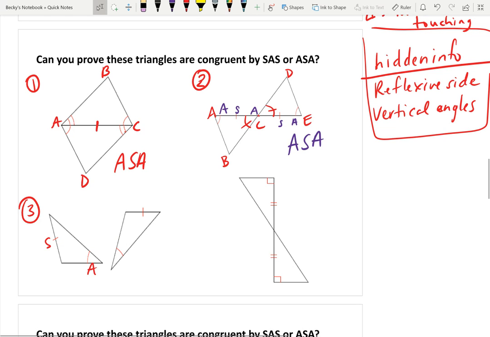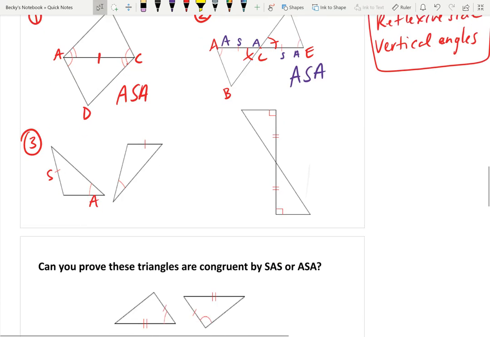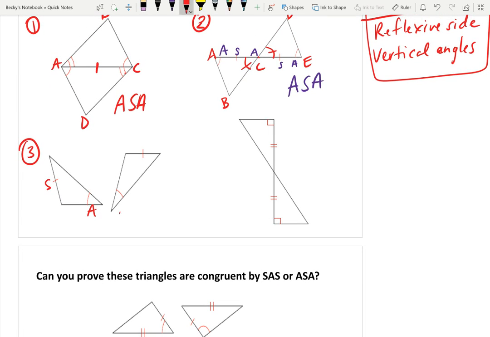So can you prove these congruent by SAS or ASA? No, you can't. These are not congruent. Doesn't work.